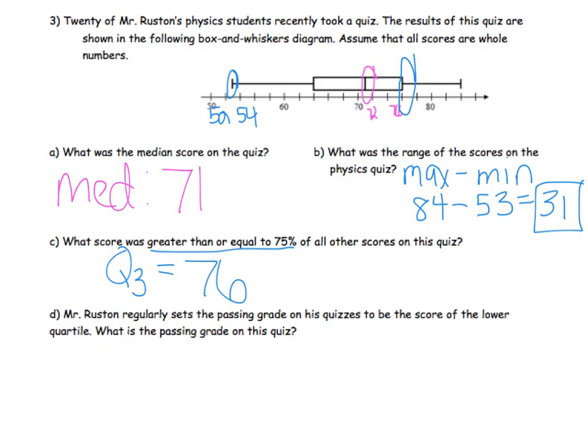Last question, part D. Mr. Reston regularly sets the passing grade on his quizzes to be the score of the lower quartile. What is the passing grade on this quiz? Alright, go ahead and find me the lower quartile, or Q1 score. So I'm looking for the lower quartile, or Q1. If I look at my picture, my box plot, Q1 is at 64, so a passing grade on this quiz is 64. Sometimes teachers in upper level classes or in college will do this to get a passing grade.